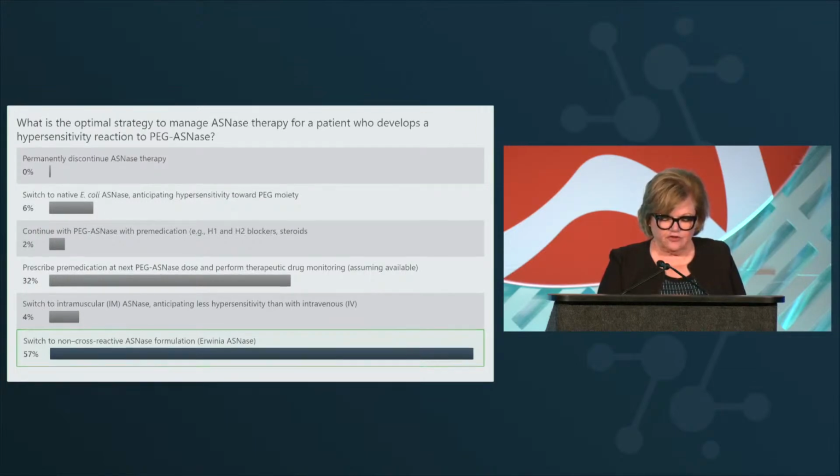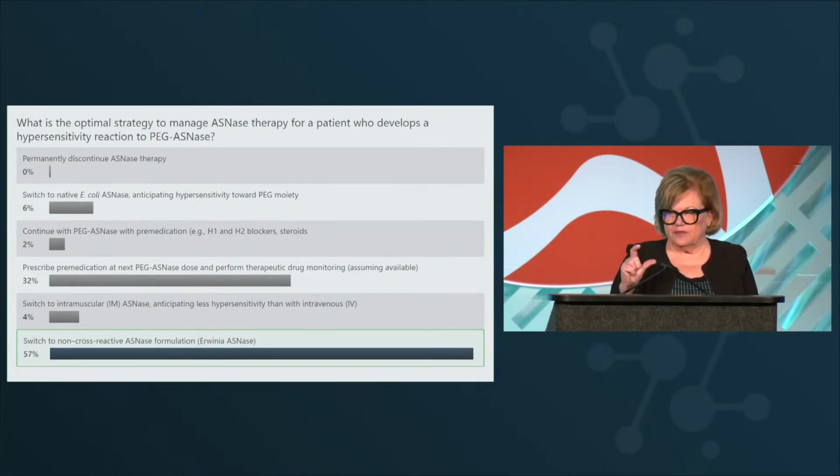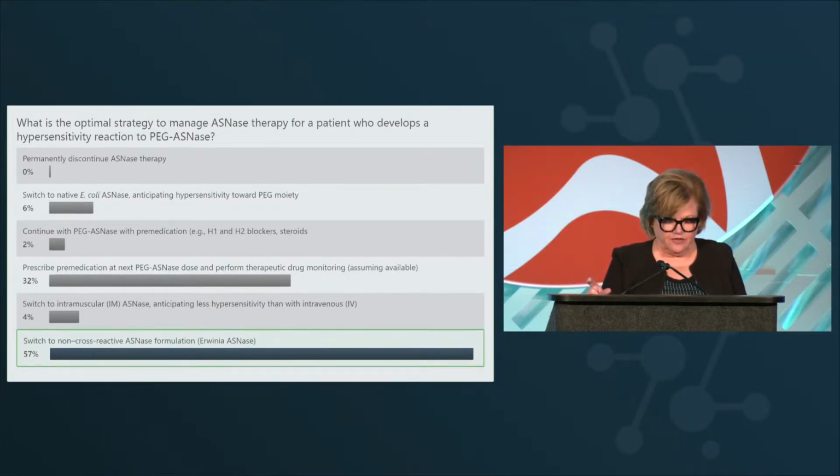Switch to intramuscular. We showed in the slide that there was no difference in the hypersensitivity in the pegylated asparaginase. So that question is a little ambiguous, because some people may think, oh, we'll switch to IM or Erwinia. But remember, if you're going to go with PEG IV or PEG IM, there's no difference in the hypersensitivity.